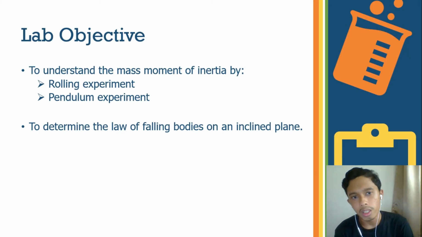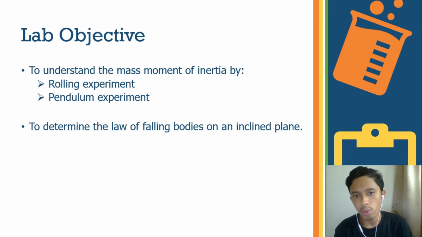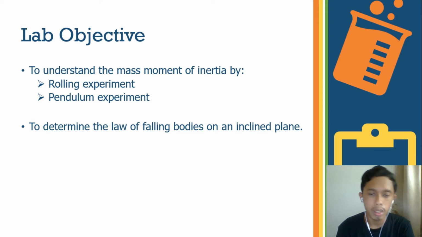Okay, first of all is the lab objective. The first one, we are able to understand the mass moment of inertia by these two experiments, that is, the rolling experiment and the pendulum experiment. The second objective is to determine the law of falling bodies on an inclined plane.